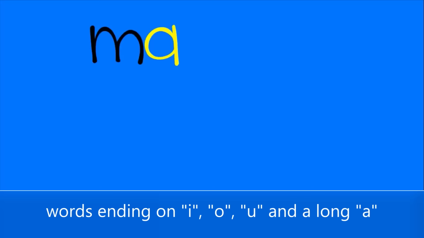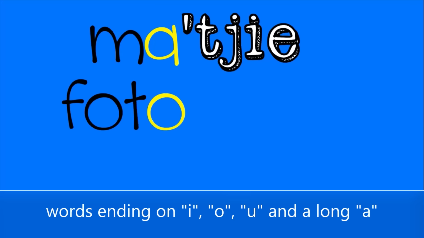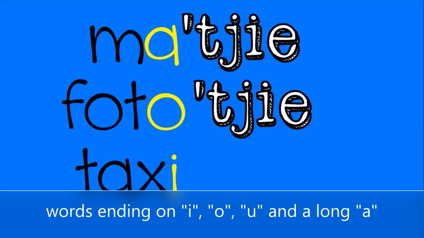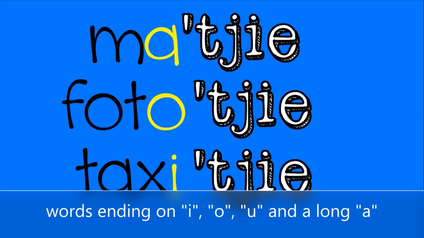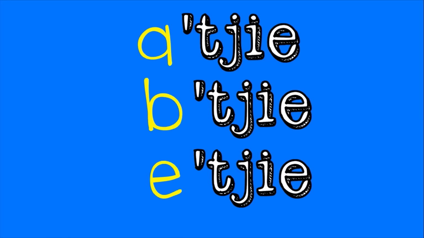Now let's have a look. So ma'tjie. Now other common words that you guys will probably get asked and so on are ma and pa, pa'tjie, and taxi'tjie. Others might be safari and hoera. We just do the same, apostrophe tjie. Also, when we are referring to letters of the alphabet and making that small, making it a verkleining. So a'tjie, b'tjie, or e'tjie.